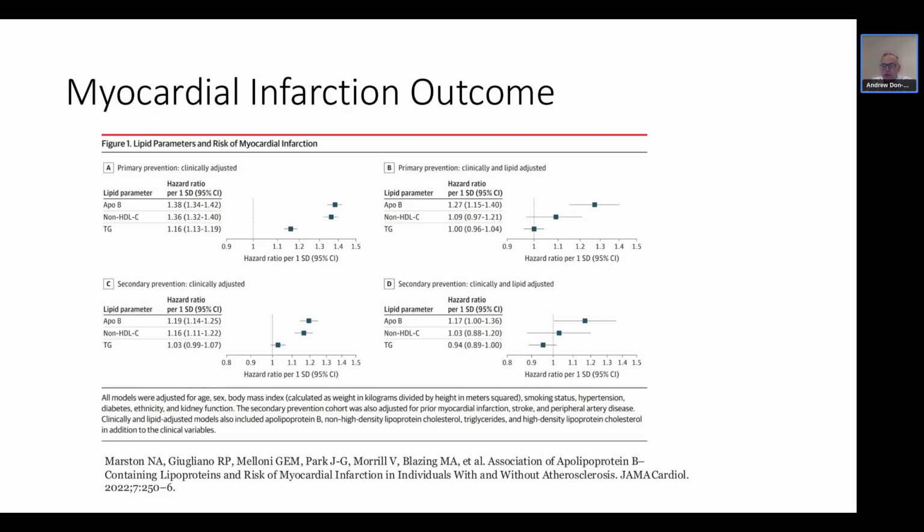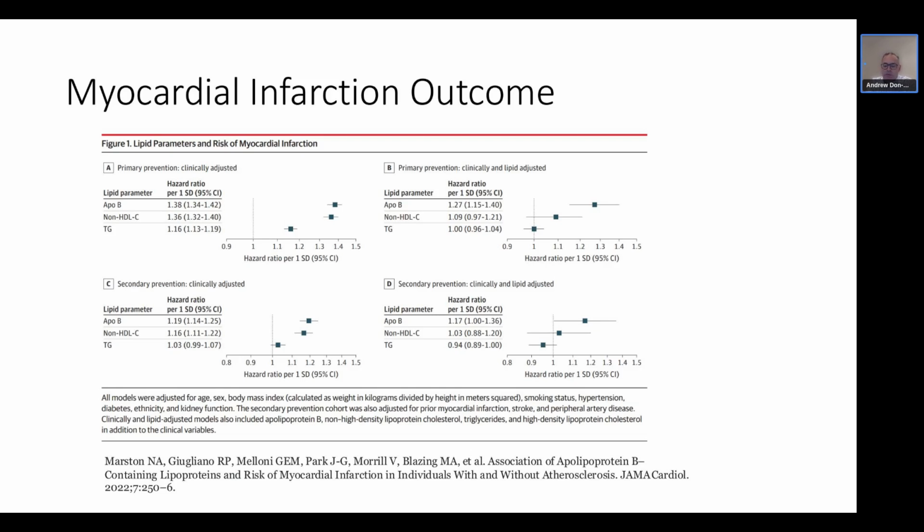ApoB is the top box, and you can see that just on the clinically adjusted, ApoB and non-HDL cholesterol perform pretty close to each other in the hazard ratios. But once you actually correct for some of the lipid parameters in the primary prevention population, the apolipoprotein B does perform a little bit better to estimate the hazard ratio for developing a myocardial infarct.